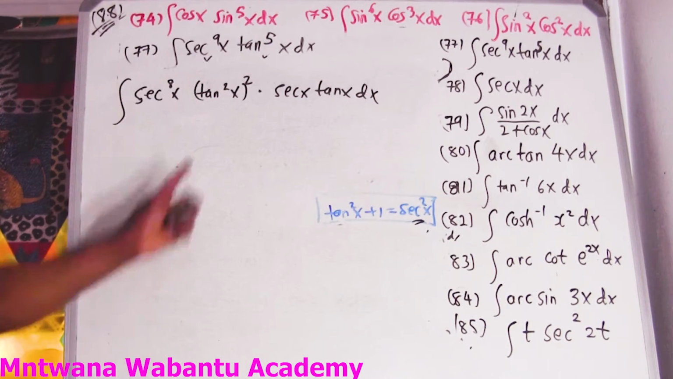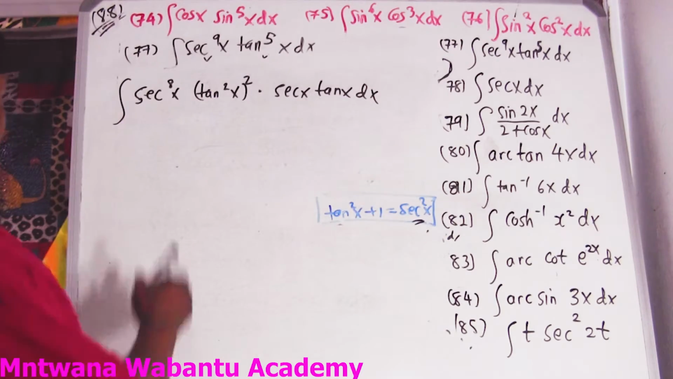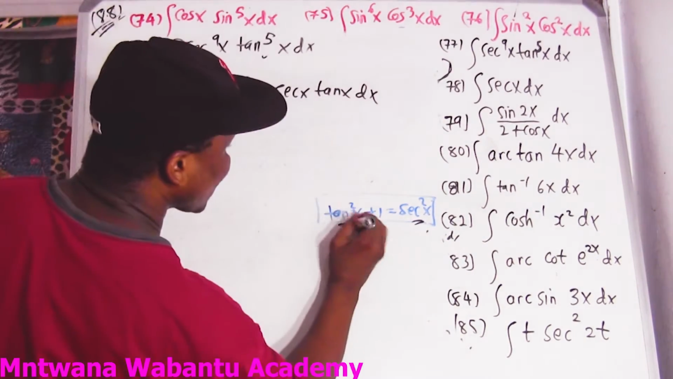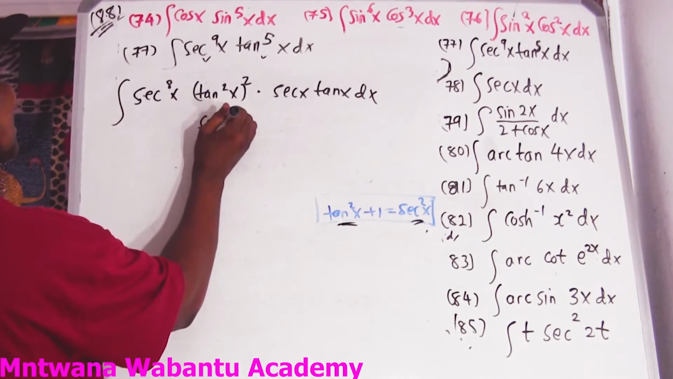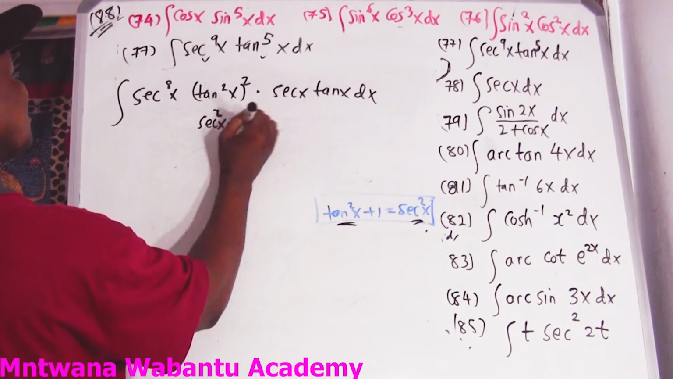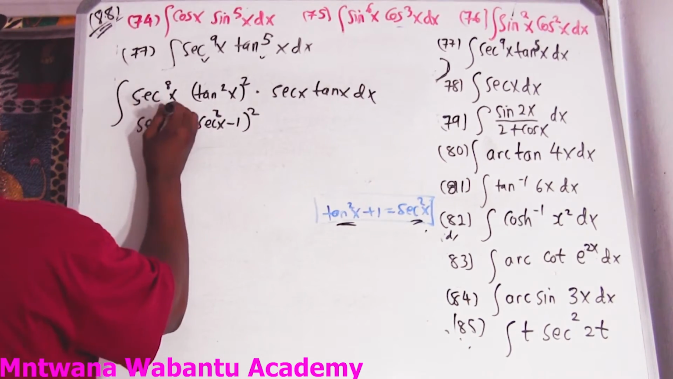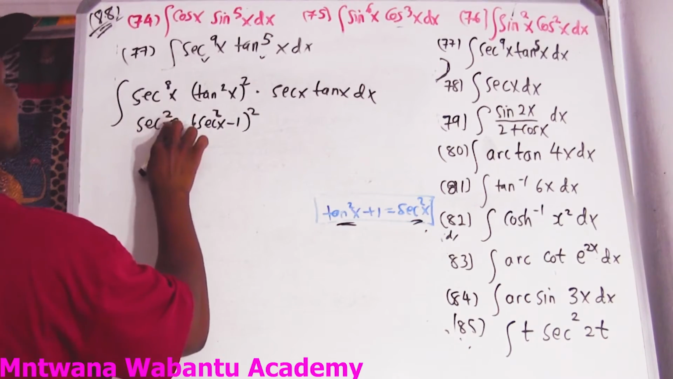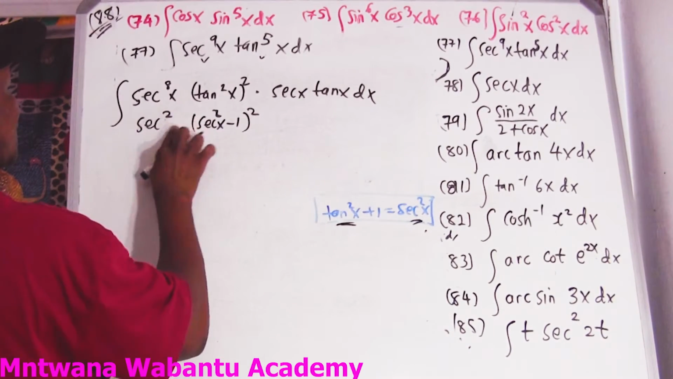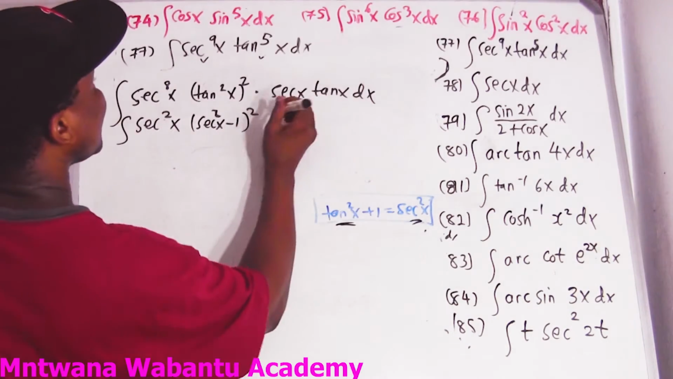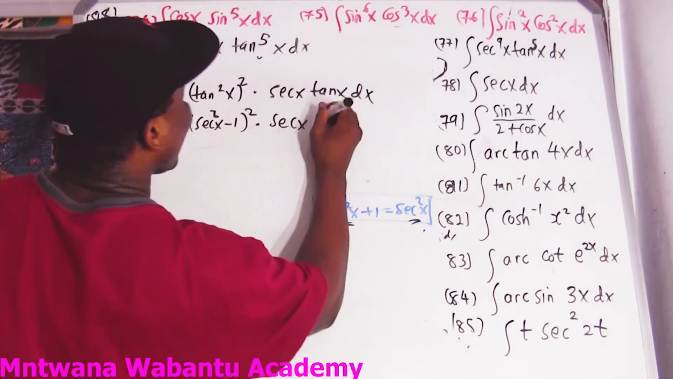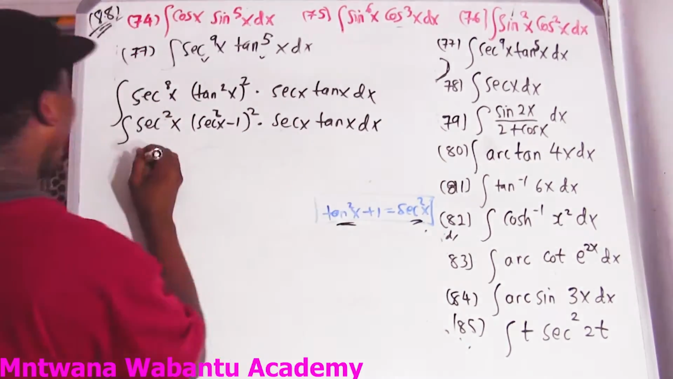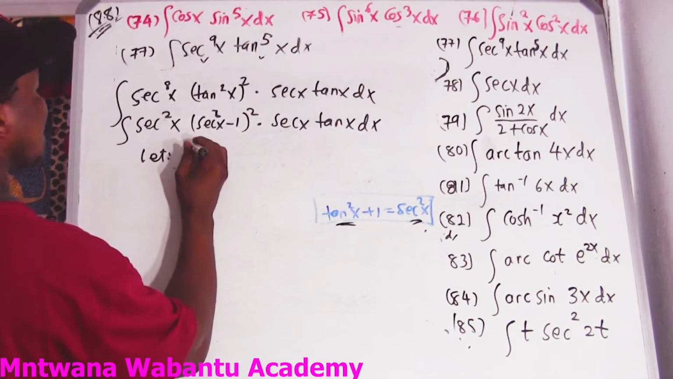So turn this to sec. So say sec, tan squared, what is tan squared? Tan squared equals sec squared minus 1. It's going to be sec squared minus 1, and this is going to be sec squared to the power x, and then this is going to be sec x tan x.